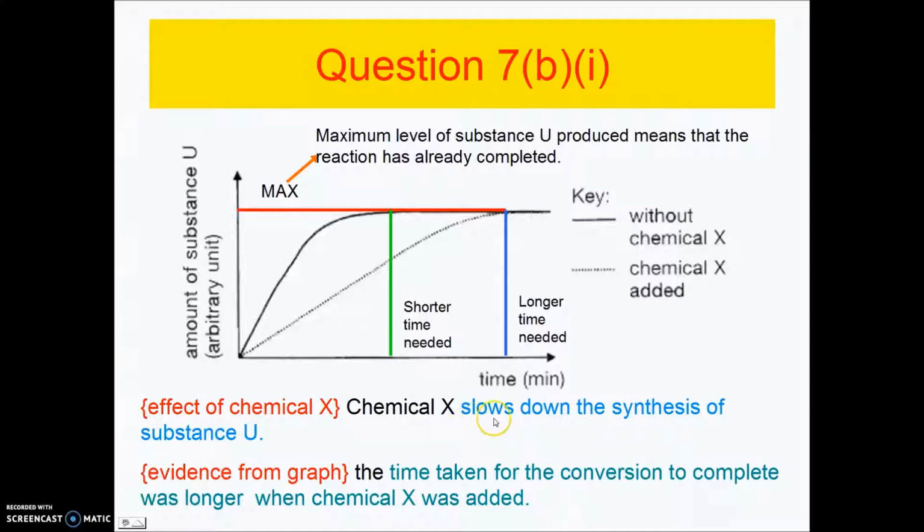Or if you say inhibit, that's also okay. Inhibit the synthesis of substance U. But most of the students miss the second part. You need to use the evidence from the graph. The evidence is that the time taken for the conversion to complete was longer when chemical X was added. That's what I said a few moments ago. A longer time is needed to complete the reaction. So that's the simple idea for 7b1.